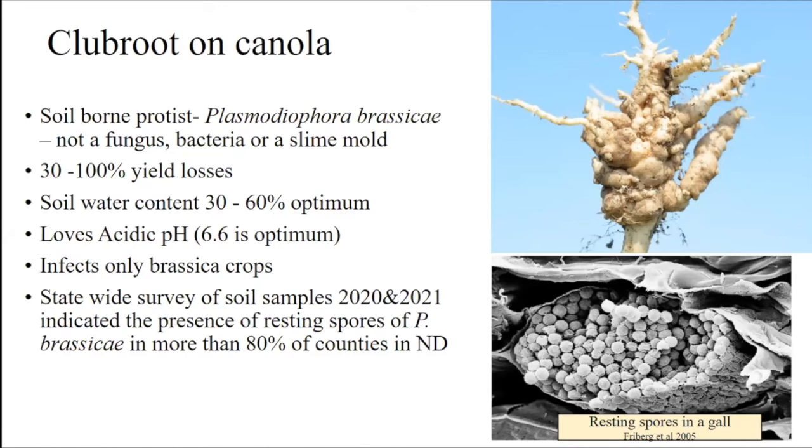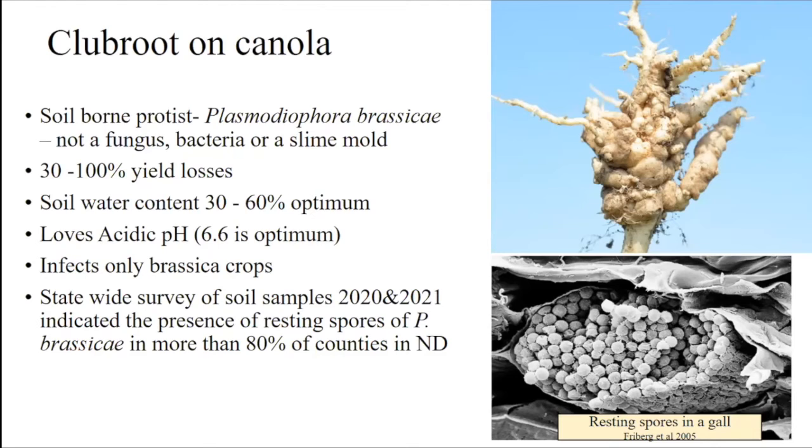Even in a dry year, we ask how did clubroot fare? If the plant is alive, that means it has a little bit of moisture, right? So that is enough for the clubroot pathogen to infect the crop. 30 to 60% moisture was optimum for it to have that disease. It loves acidic pH. 6.6 is optimum for it, and it infects only brassica crops. So we are a little bit fortunate here. We have a lot of crops here to rotate with it.